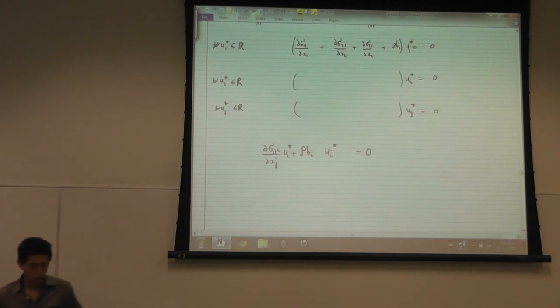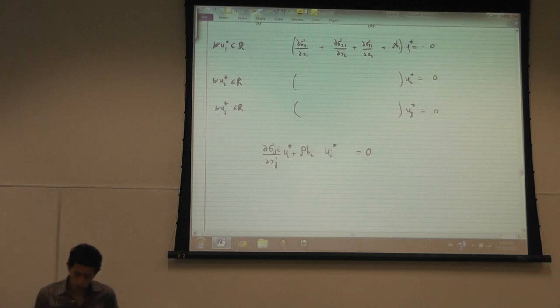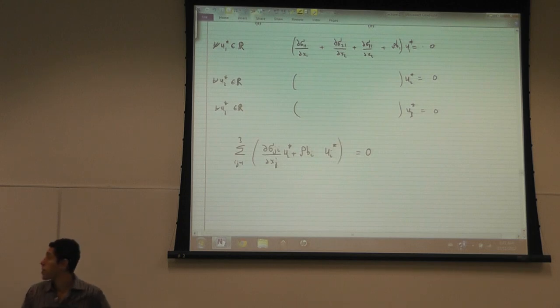This is one equation, which is basically the sum. Here I have the sum, i, j equal 1 to 3, which is basically summing all the three equations. Now, this equation is equivalent to the above, because we're saying for every u1 star, for every u2 star, for every u3 star, I have the sum of this term plus this term plus this term is 0.